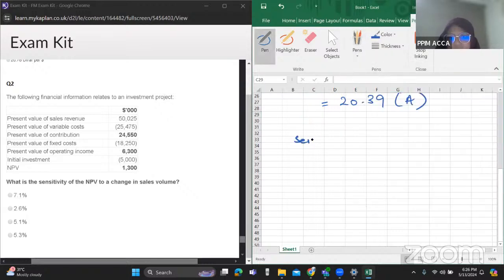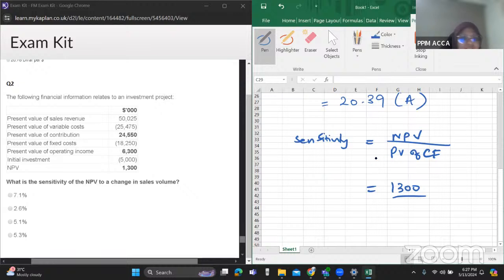The normal sensitivity equation, not the NPV equation, the sensitivity equation is NPV over the present value of the relevant cash flow. Whatever cash flow they are asking for in the question, that particular cash flow's present value. So over here, they are asking me for the sensitivity of the NPV to change in sales volume. So NPV is very clear. I can just put the 1,300.